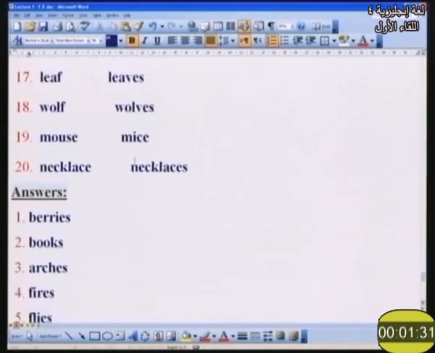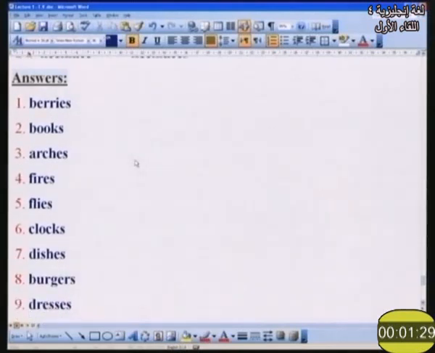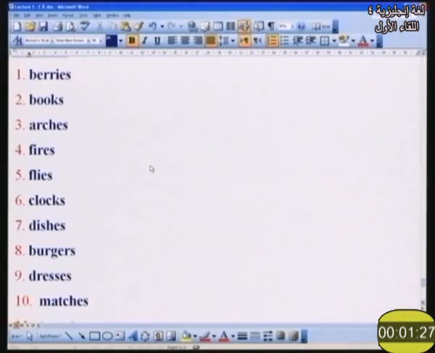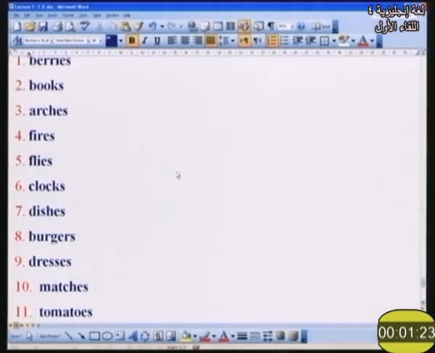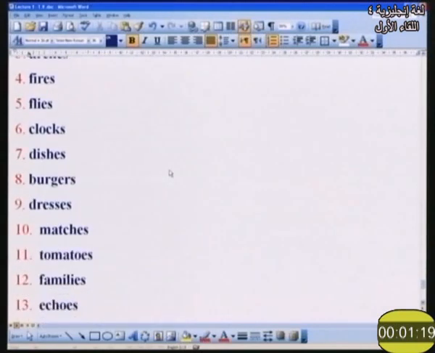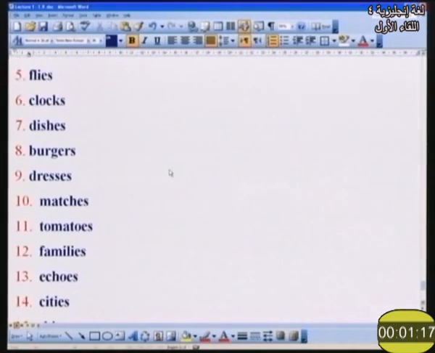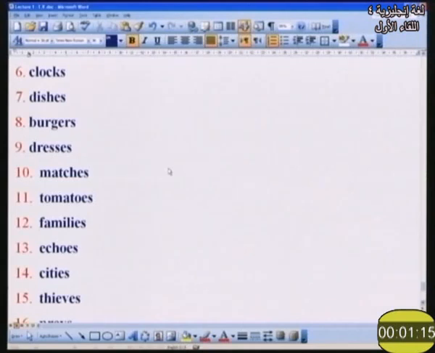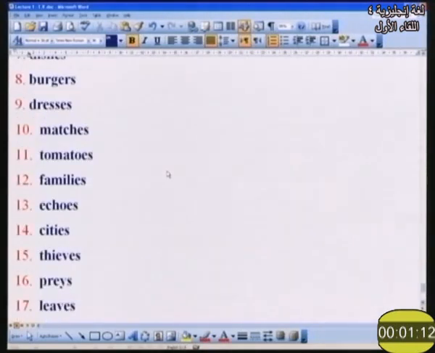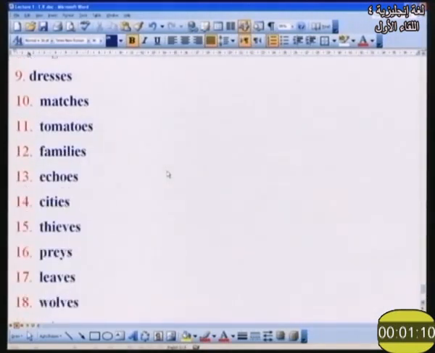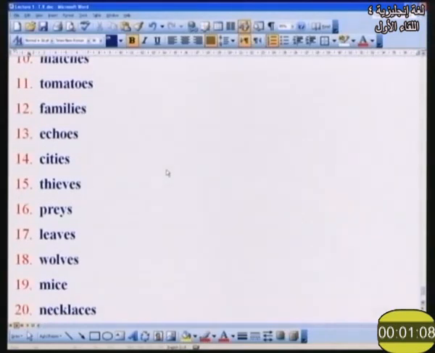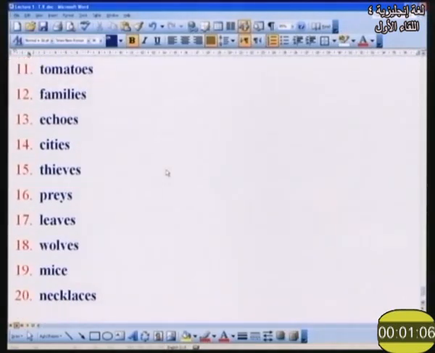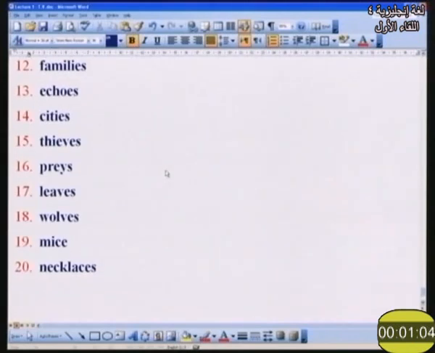Let's look at them. Berries, books, arches, fires, flies, clocks, dishes, burgers, dresses, matches, tomatoes, families, echoes, cities, thieves, prey, leaves, wolves, mice, and then the last word is necklaces.